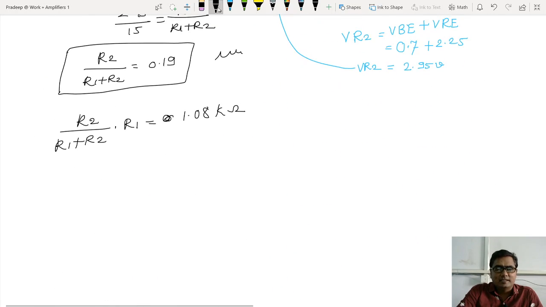Now put this value of R2. Oh, what happened? What happened?